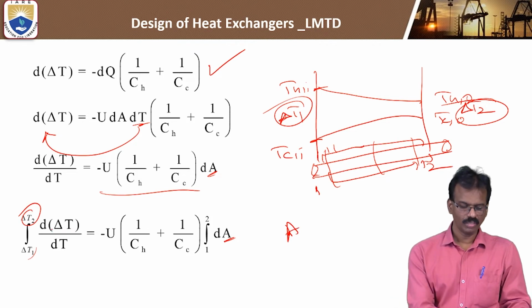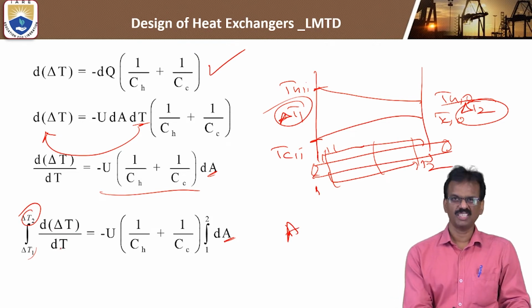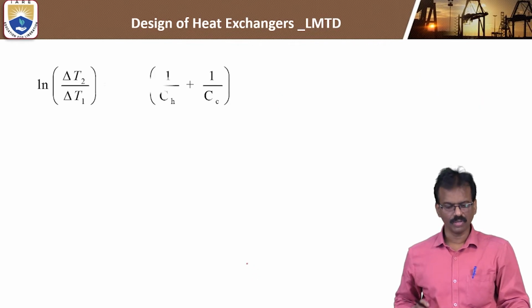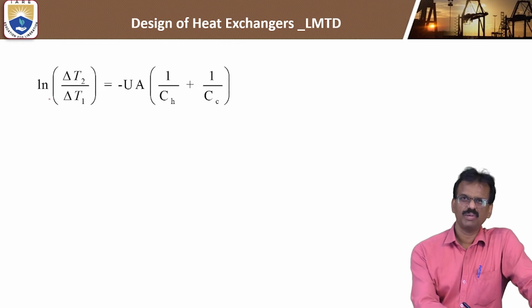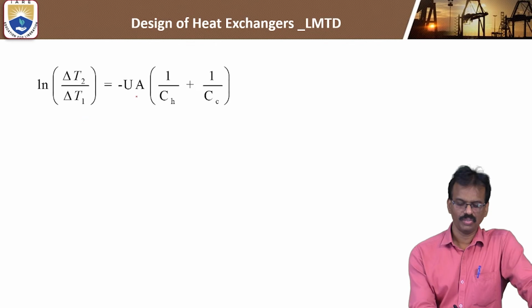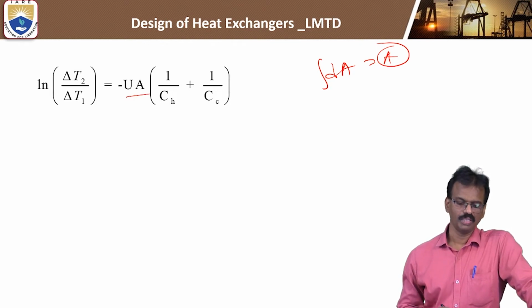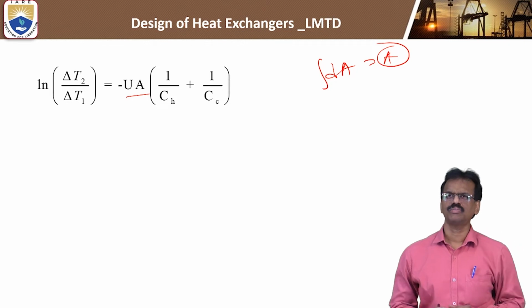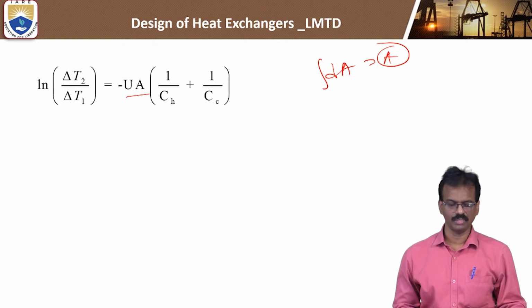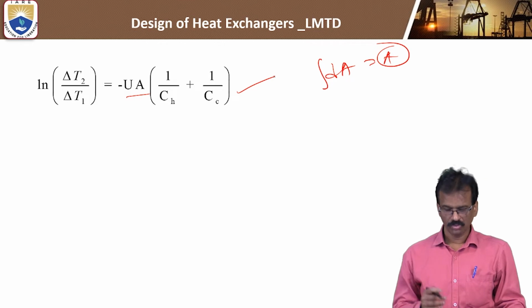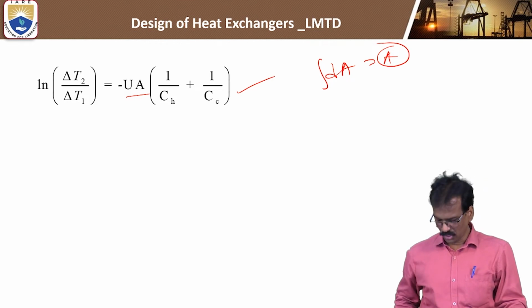The integral of the derivative of delta T by delta T is equal to ln delta T. You can see the formula. So ln delta T, if we apply the limits, is ln of delta T2 by delta T1, minus U times the integral of dA, which is equal to the area. So you can write: ln delta T2 by delta T1 is equal to minus UA into 1 by CH plus 1 by CC. This is the formula.